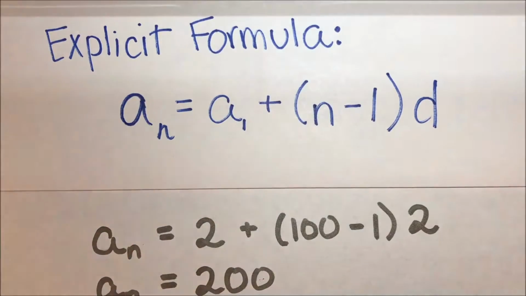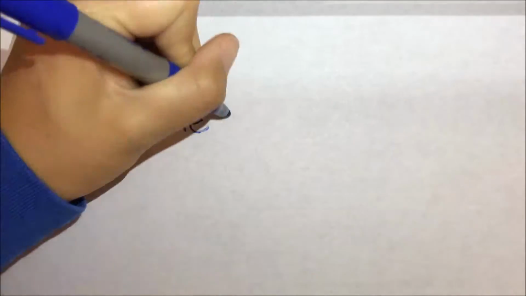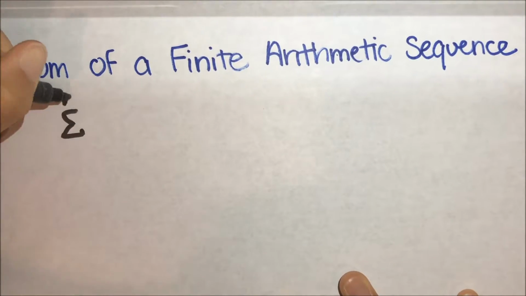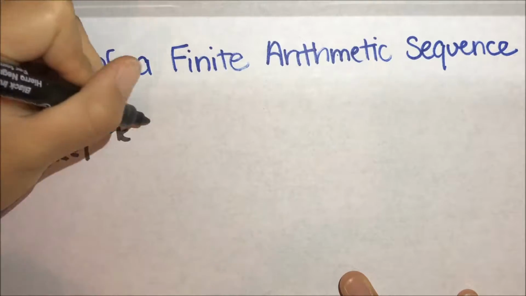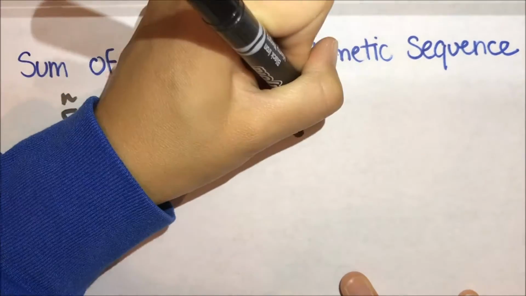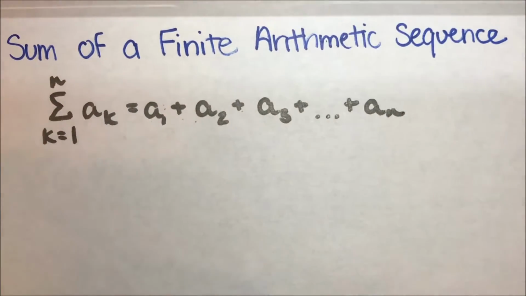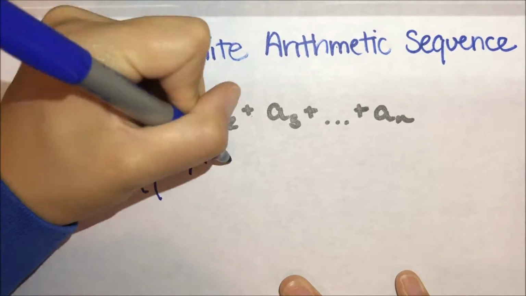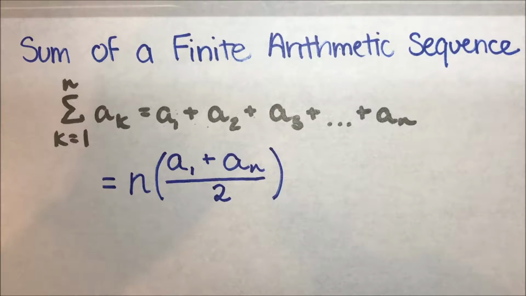We can also use those same variables to find the sum of a finite arithmetic sequence. If we have any set of numbers in an arithmetic sequence, such as a1, a2, a3, and so on until we get an, then we can find the sum of all those terms with one simple formula. This formula is n times the quantity of a1 plus an divided by 2.